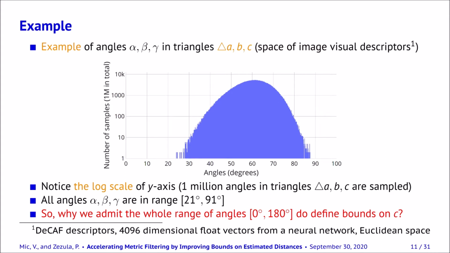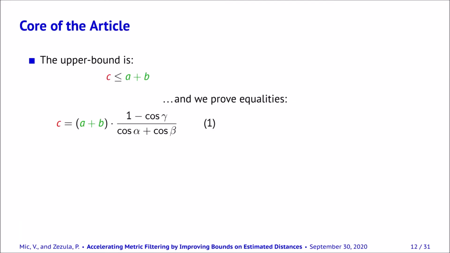While we thus admit all possible sizes of angles alpha, beta, gamma when searching in spaces with so limited angles in triangles of objects, the core of the article consists of the following thoughts. The upper bound on C is given by a sum of distances A and B. We prove that distance C is equal to a sum of distances A and B multiplied by this function of angles alpha, beta, gamma.